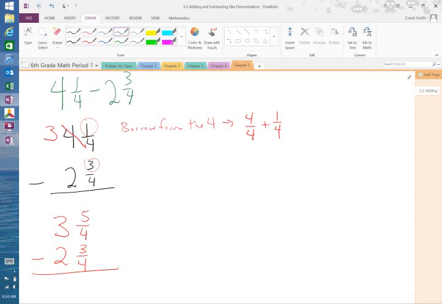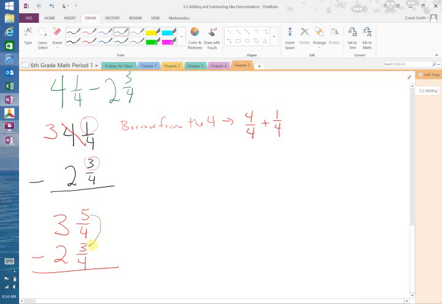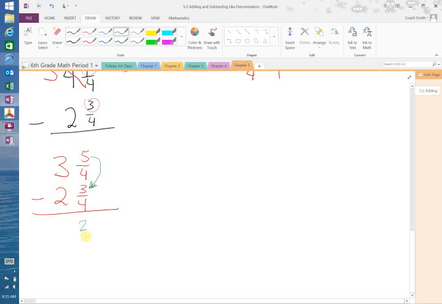So now we subtract 5 minus 3. What is 5 minus 3? 2. So 2 over 4. And then you take 3 minus 2.